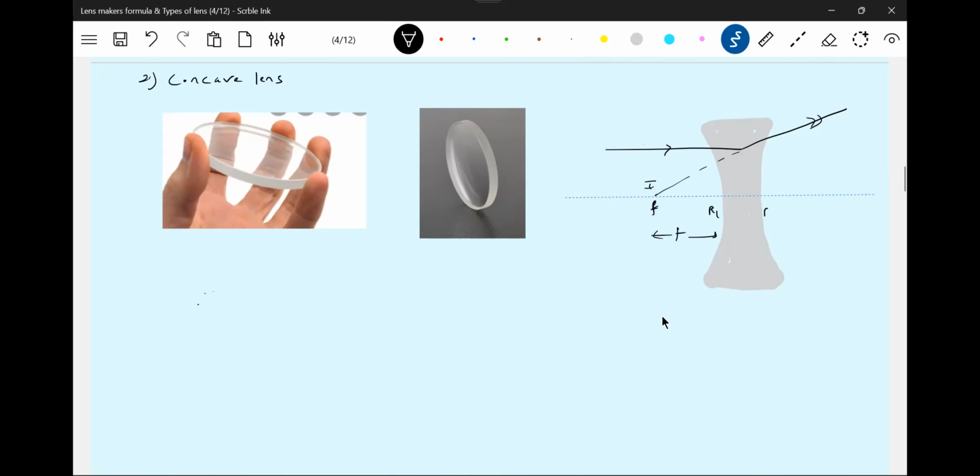So there's a radius of curvature R1 and R2. Let mod R1 equal R, mod R2 equal R. Let this be mu. This is air. What is mu 2? Mu 2 equal to mu, this one. So there's a concave lens, equiconvex, equiconcave.